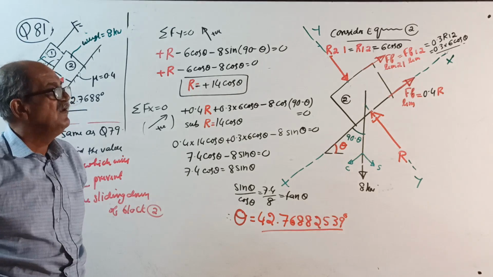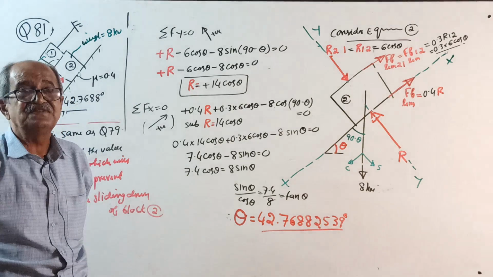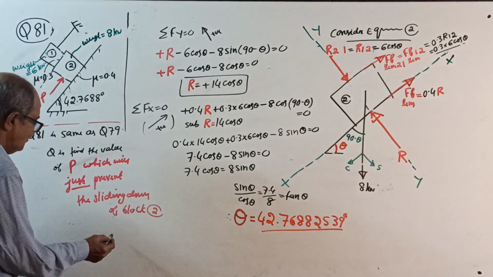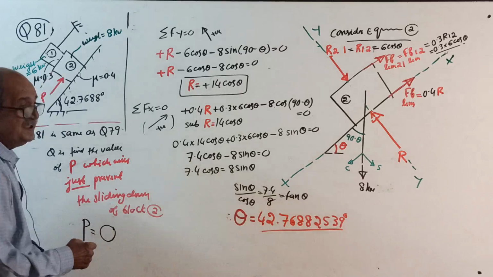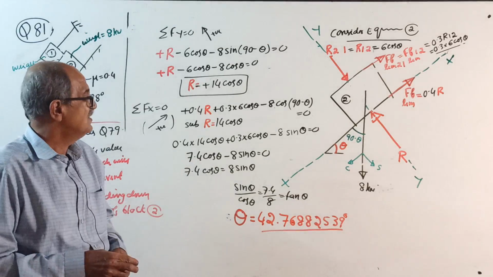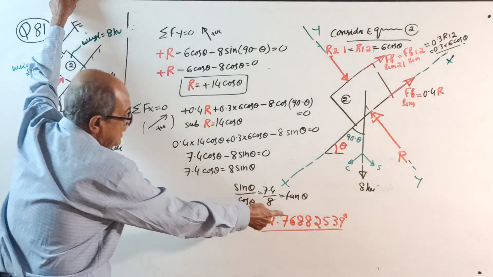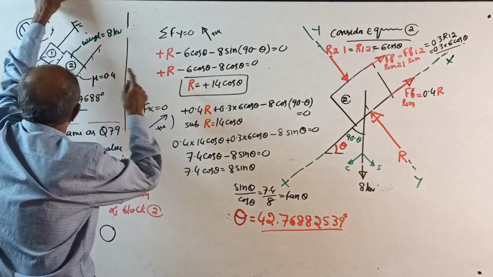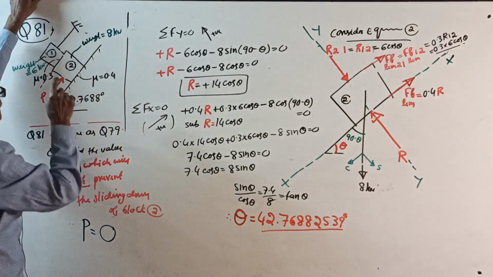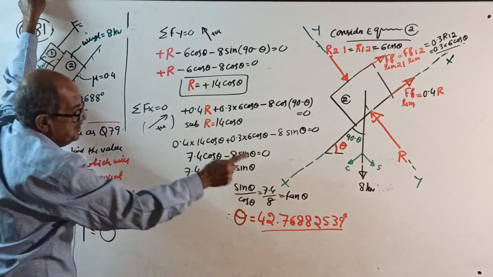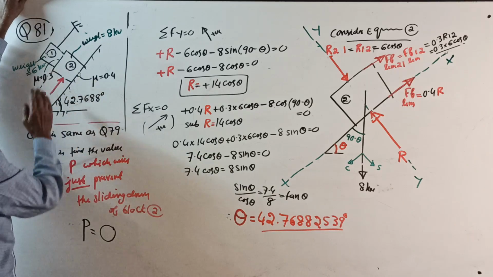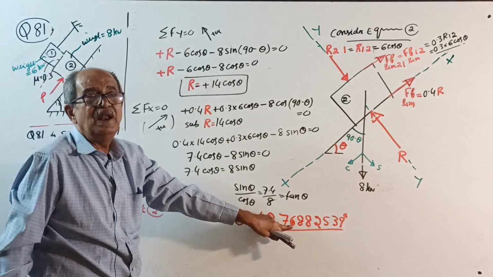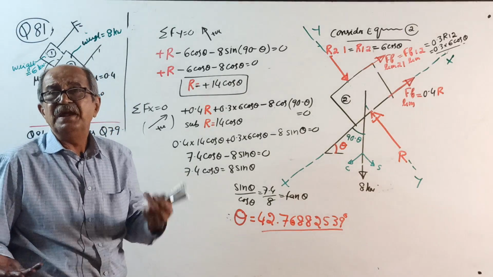In the offline class, I will ask the answer. Anybody can tell the answer? Yes, sir. How much? 0. Oh, very, very good. Your P will come 0. Reason? Sir, you are given the same angle when the block is on the verge of sliding. When it's on the verge of sliding, if you give an angle more than that one, then you require P to prevent it. If you give less than that value, then P will come negative.